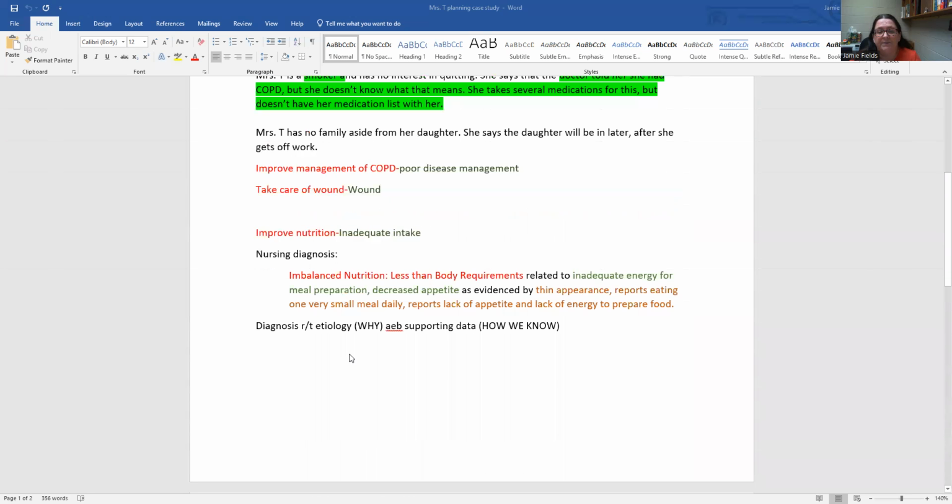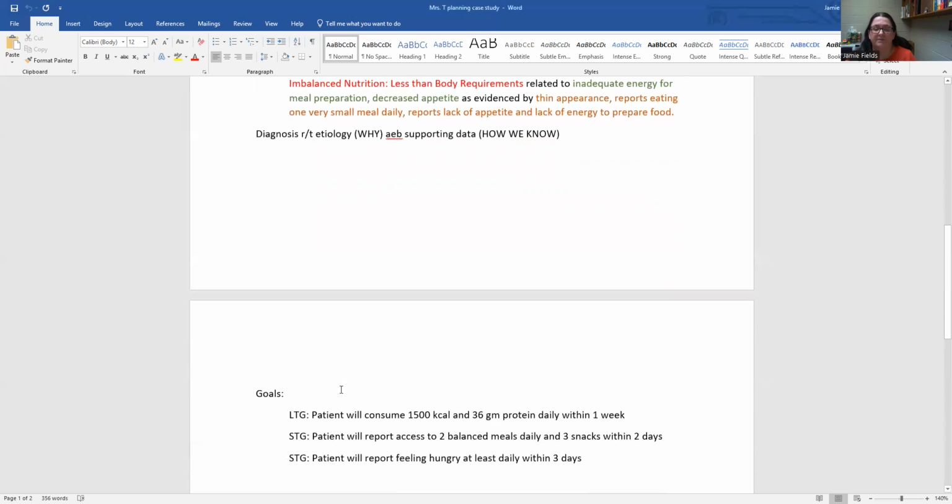So let's look at our goals. So what would it look like? How are we going to decide if she has better nutrition? Okay, so because our overall goal, imbalanced nutrition, less than body requirements, is that she has better nutrition. So we could set a certain number of calories, a certain amount of protein, we can look at weight gain. What I really want to do is say she's going to consume at least this many calories a day to start with. Okay, so my long-term goal, patient will consume 1,500 kilocalories and 36 grams protein daily within 1 week.